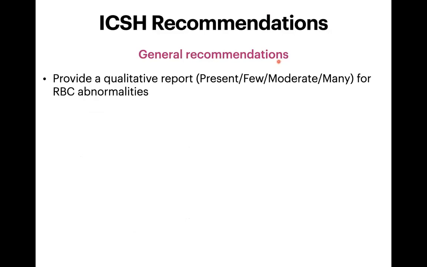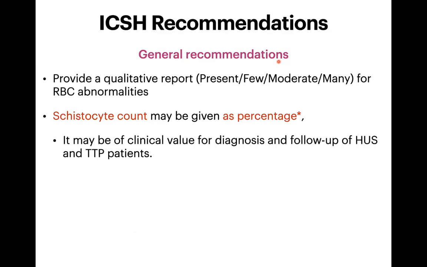The general recommendation by ICSH is to provide a qualitative report, just whether the abnormality is present, whether there are few, moderate, or many for RBC abnormalities, but schistocyte count may be given as a percentage. Because here the percentage is important in determining the state of the follow-up. It may be of clinical value for the diagnosis and follow-up of HUS and TTP patients. Mostly we don't, but it doesn't harm. It would rather help the clinician if you describe schistocytes as a percentage. Other than these, you don't need to describe them. You can just write few, moderate, many, or whether they are there or not.